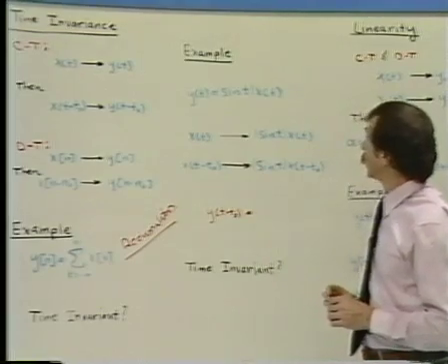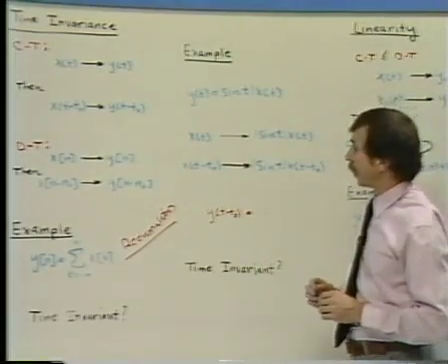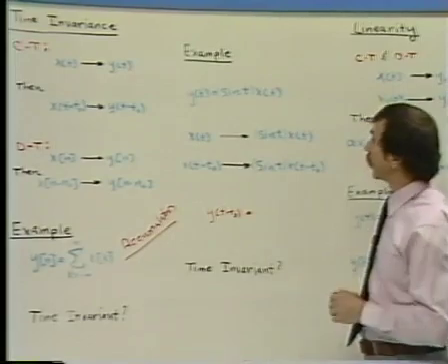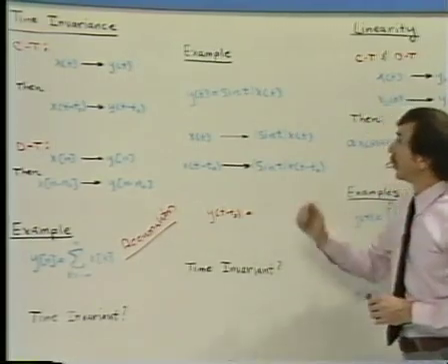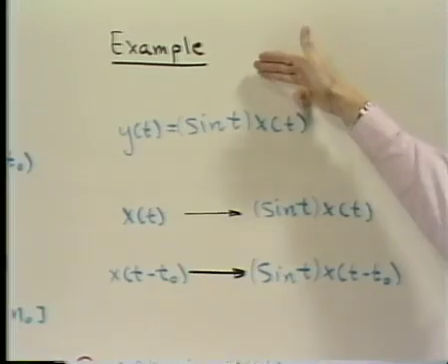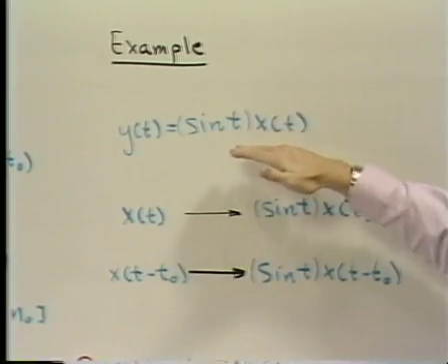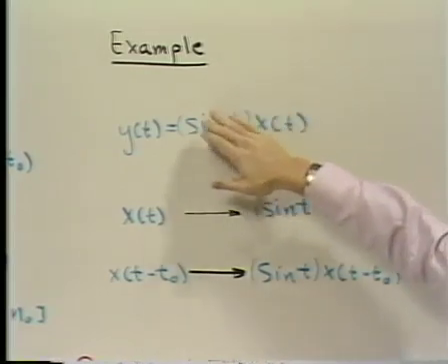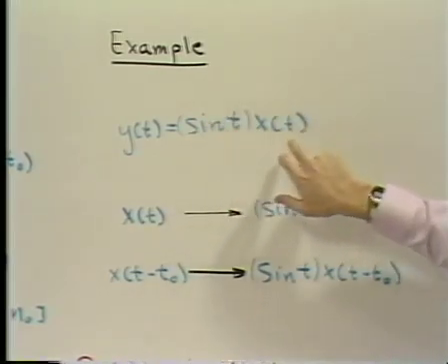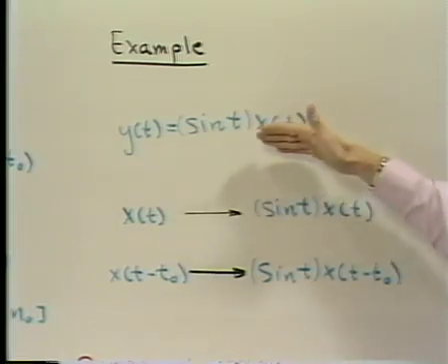Okay, well, I'll indicate another example. We had the example of an accumulator. Here's another example, which in fact, as we'll see later, is a system which is a modulator. The output is the input modulated.